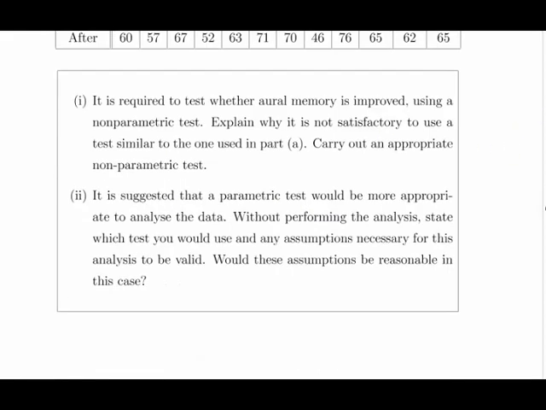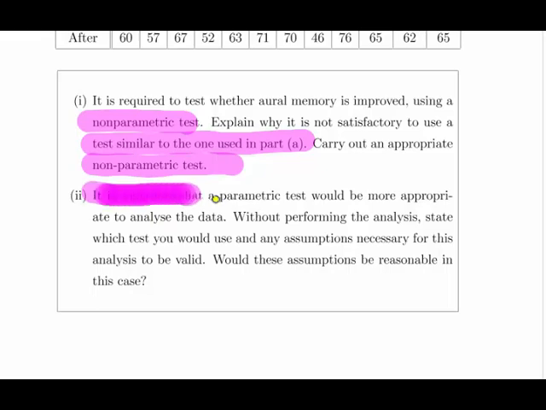It is required to test whether aural memory is improved using a non-parametric test. Explain why it's not satisfactory to use a test similar to the one in part A, which is the sign test. Carry out an appropriate non-parametric test. And it is suggested that a non-parametric test would be more appropriate to analyze the data. Without performing the analysis, state which test you would use and any assumptions necessary for this analysis to be valid, and will these assumptions be reasonable in this case.